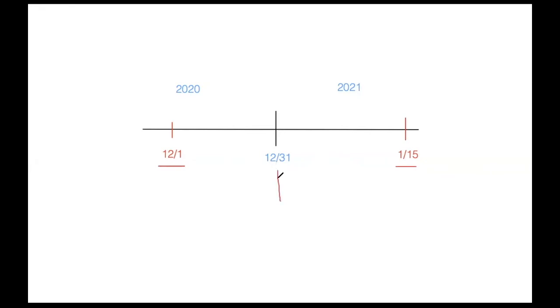Our first journal entry will be done on 12/31 to show the amount of interest earned during this time period, from December 1st till December 31st. It's a 1-month time period. How much interest was earned during 2020? Remember, we're not going to get that money until January 15th, but we did earn it in this year.